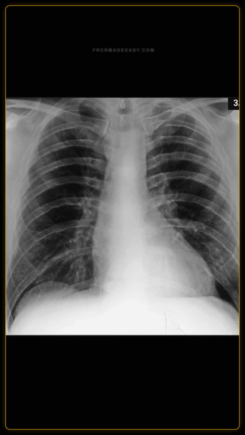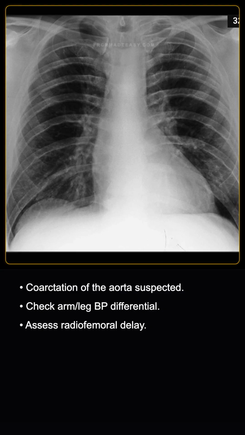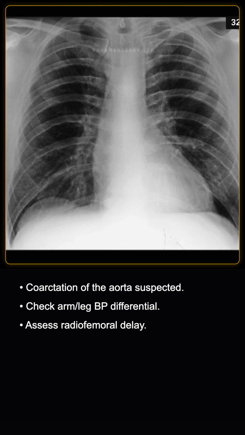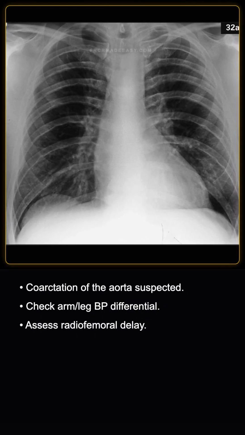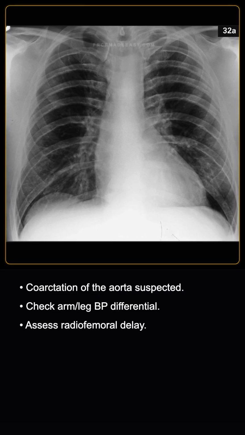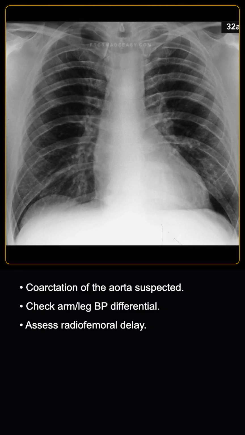What is the most likely diagnosis, and what clinical check would you perform? The most likely diagnosis is coarctation of the aorta. Clinically, we should check and compare blood pressures in both arms, and also compare the arms with the legs to evaluate for radiofemoral delay and lower limb hypotension.